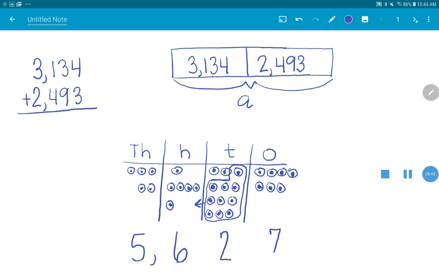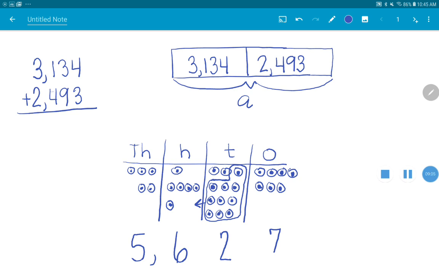5,627. Let's go up to where we wrote the problem vertically, or we stacked the numbers on top of each other. If I were going to solve like we normally would, we don't ever really want to take the time when we're adding to draw out a place value chart because we don't really need to. But could I use this to prove my answer?